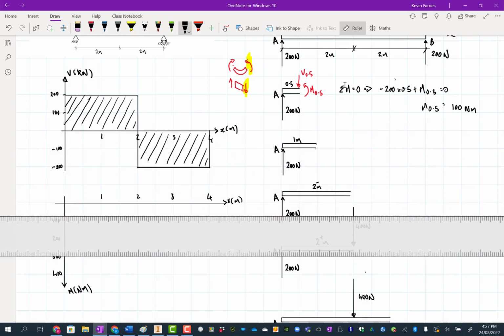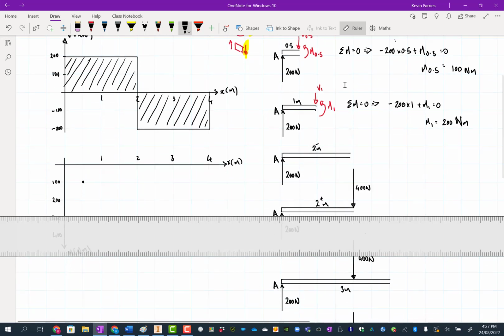If we go 1 meter along, the direction of these is going to be the same. That V at 1 meter is just the 200 newtons again. If you did want to take your moments about A, this is the moment at 1, but I'll take the moments about the 1 meter point. So again, sum of the moments is equal to 0. That means that 200 times 1, that's negative, plus M1 is equal to 0. So that means that the moment at 1 meter is equal to 200 Newton meters. So at 1 meter, we're at 200 Newton meters.